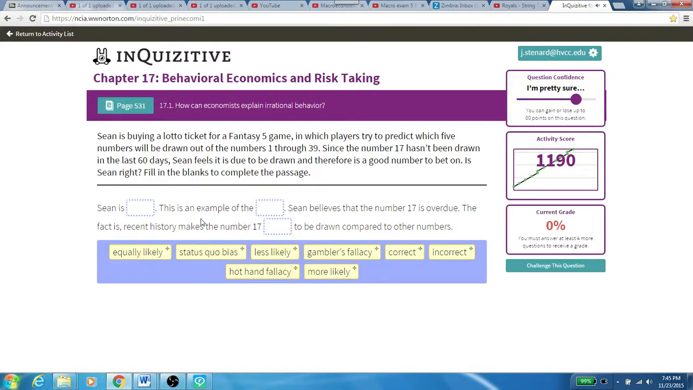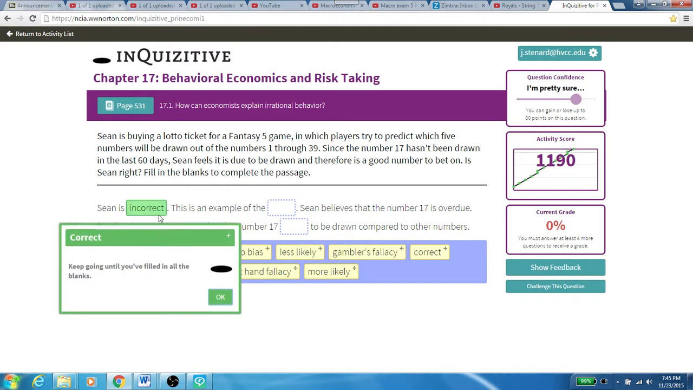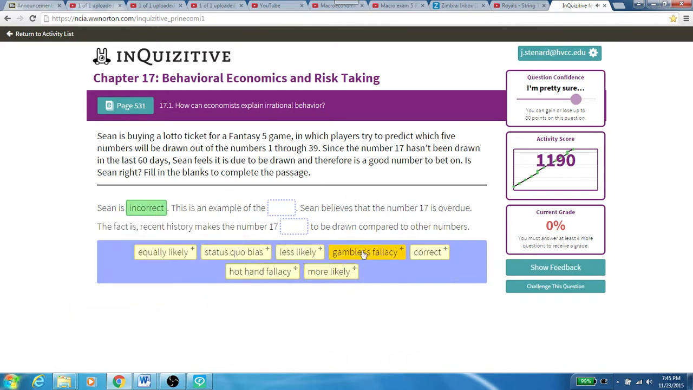All right, just a couple more questions. I think we're doing all right. Sean is buying a lottery ticket for a Fantasy 5 game in which players try to predict which 5 numbers will be drawn out of the numbers 1 through 39. Since the number 17 hasn't been drawn in the last 60 days, Sean feels it's due to be drawn and therefore is a good number to bet on. Is Sean right? No, Sean is incorrect. This is an example of the gambler's fallacy.